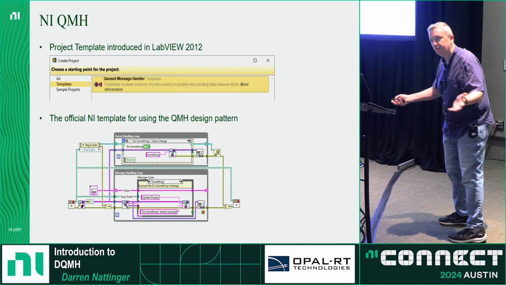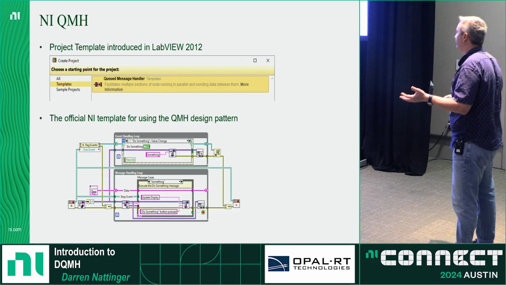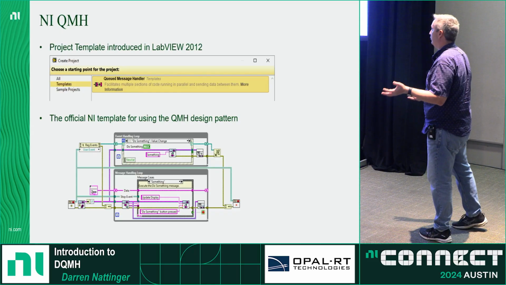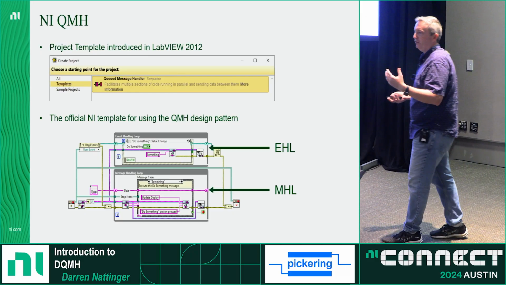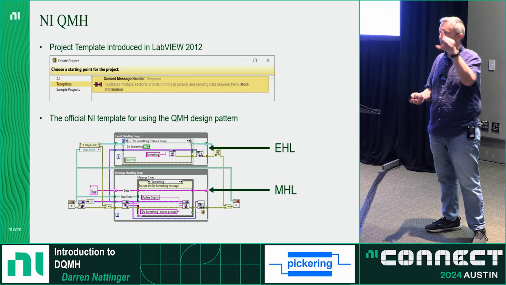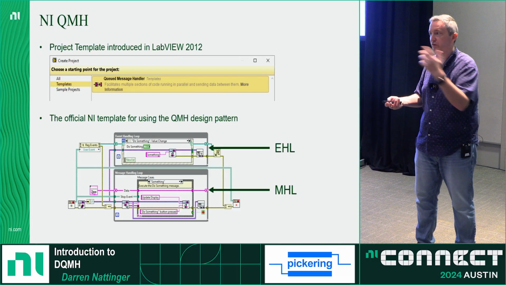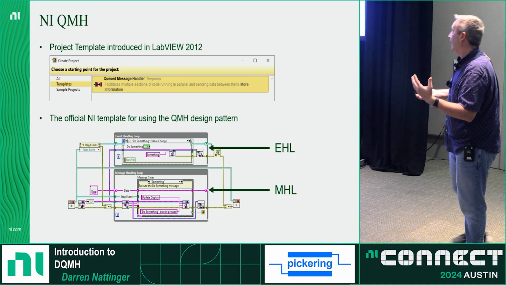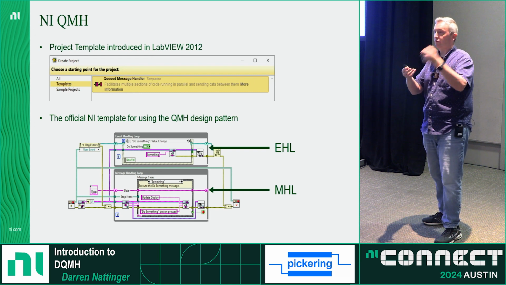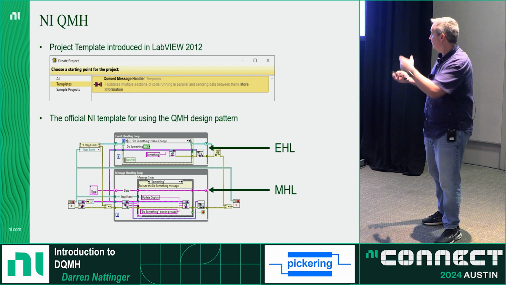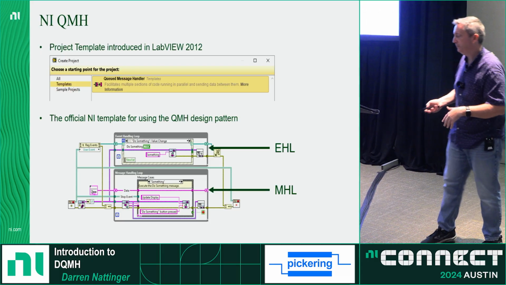So hopefully most of you have seen a queued message handler. Hopefully most of y'all are somewhat familiar with a pattern that looks like this, where we have a top loop and a bottom loop. And the top loop is what we refer to as the event handling loop. So that's the loop that's going to do things like respond to clicks on the front panel or whatever. If there are any custom user events that our application uses, that loop is going to reply to those. And then the bottom is what's called the message handling loop. So the bottom loop grabs onto whatever's stuck into the queue and decides what to do about it. And that's usually just a case structure that's driven by whatever message is in the queue. This is the NI QMH.